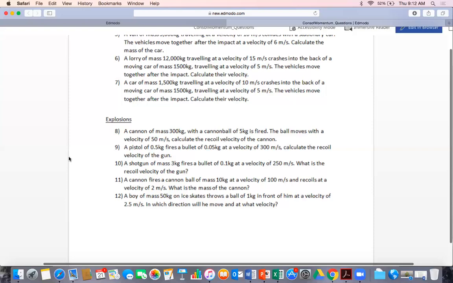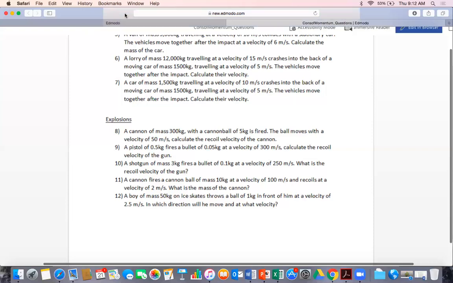Okay, so let's look at it. So I have a cannon, like a gun, and then I have the cannonball inside. The cannon is 300 kg and the ball inside is 5 kg. So when you shoot, the cannonball has to come out of the cannon. The cannon is 300, and the velocity of the cannonball when it is fired is 50 meter per second.